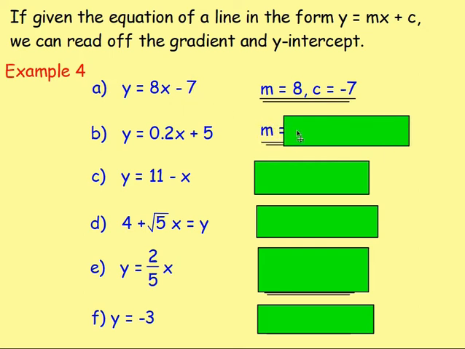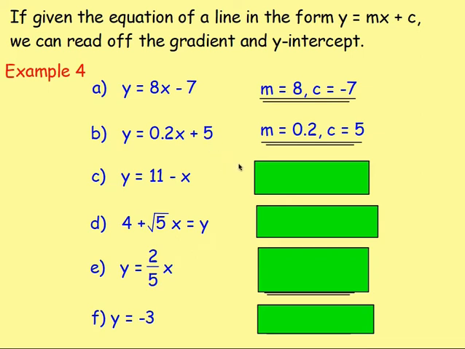With the next one, again, you want to state both the gradient and the y-intercept. So we've got y equals 0.2x plus 5. Cameron, what would the gradient be? Perfect, the gradient is just going to be 0.2. It's the number that's in front of x. That is going to be the steepness of that line. And the y-intercept, Leah, what would you have for the y-intercept? Perfect, it would just be 5. It's the number that's on its own. Well done, you two.